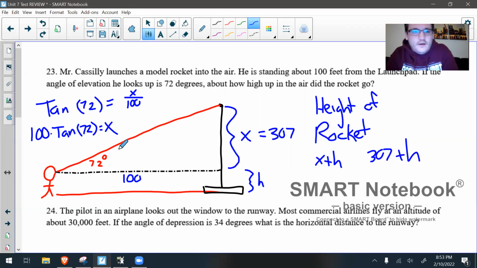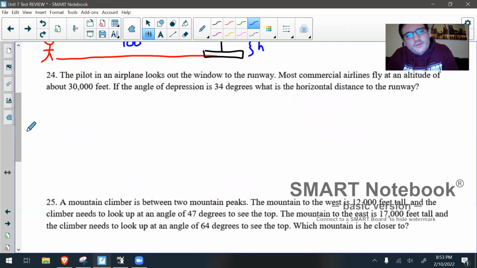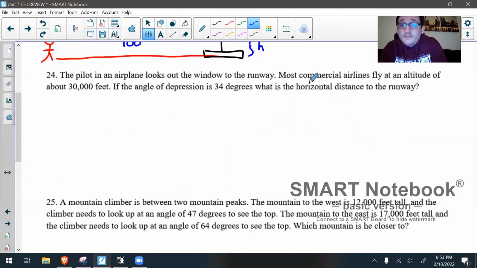All right, next. Pilot is in an airplane. He's looking out the window to a runway. Most commercial airlines fly at an altitude of 30,000 feet. The angle of depression is 34 degrees. What is the horizontal distance to the runway? We need to be very careful about this when there's a similar question on the tests.